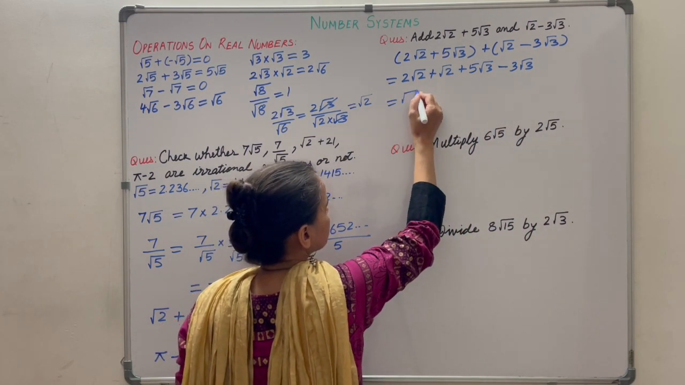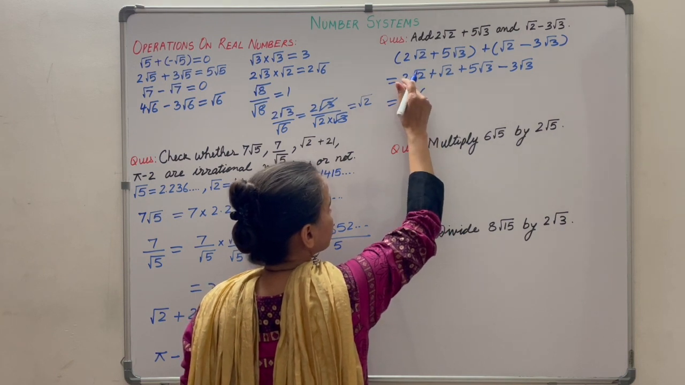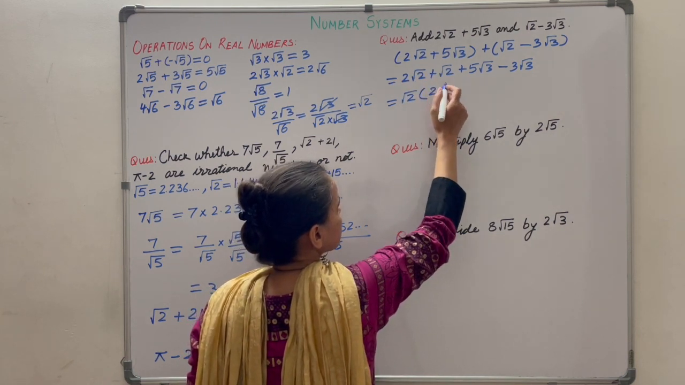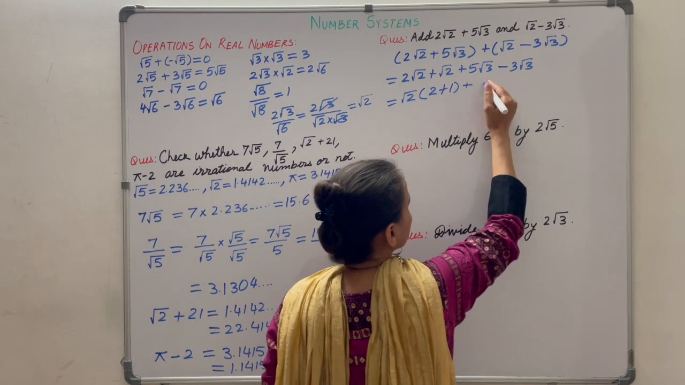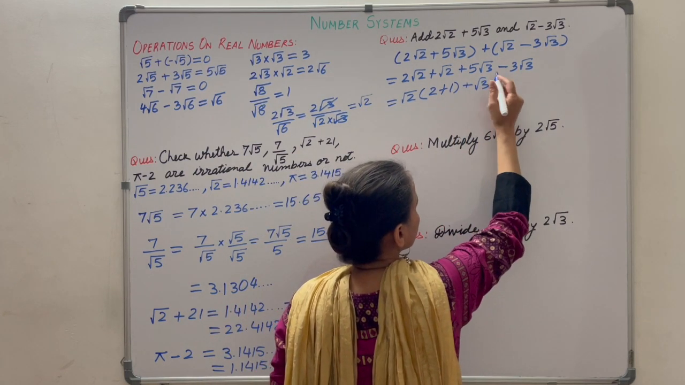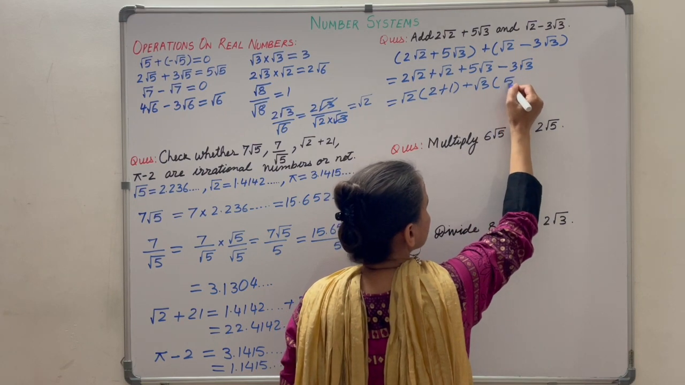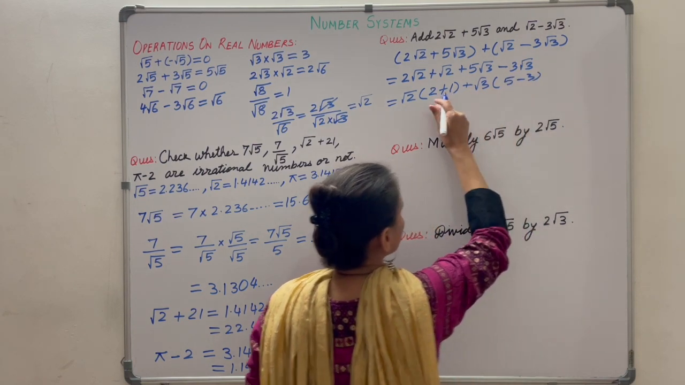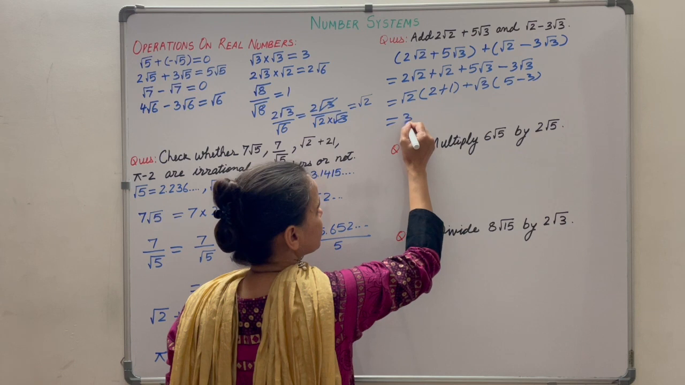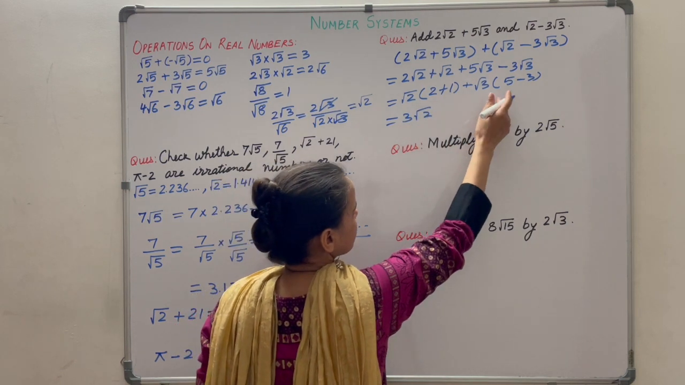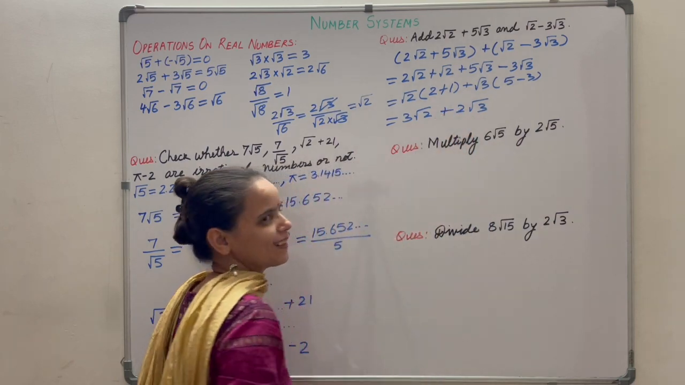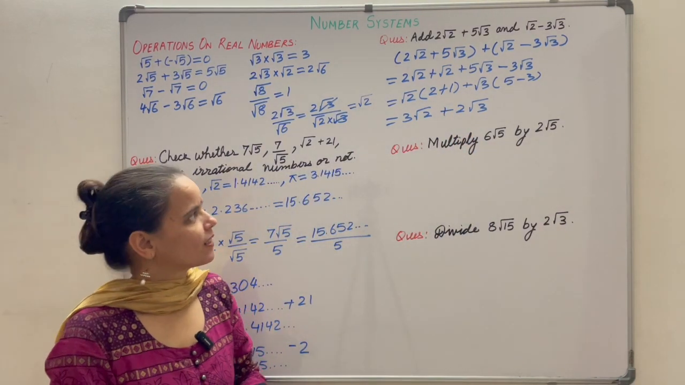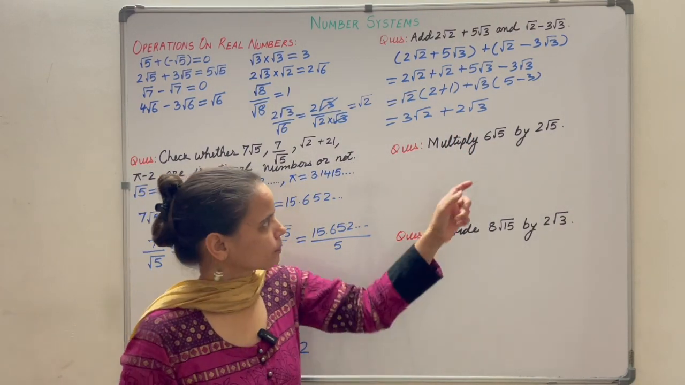So here you can take root 2 common. I am applying the distributive property here. So inside the bracket you have 2 plus 1. Here I can take root 3 common. So inside the bracket you have 5 minus 3. So 2 plus 1 is 3. So you get 3 root 2. And here you get 2 root 3. So you got an irrational number.